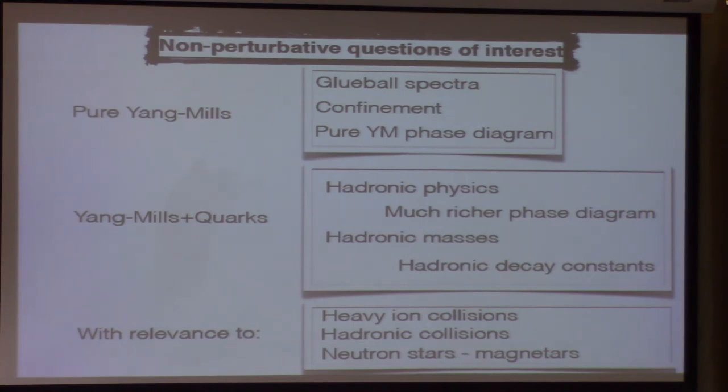In fact, even in hadronic collisions, of course, much of this is relevant. When you have hadronization after you've broken up into your constituent quarks, they hadronize, and to try to understand that, we really have to understand both the hadronic spectrum and the decay constants. And then, as I said before, magnetars.